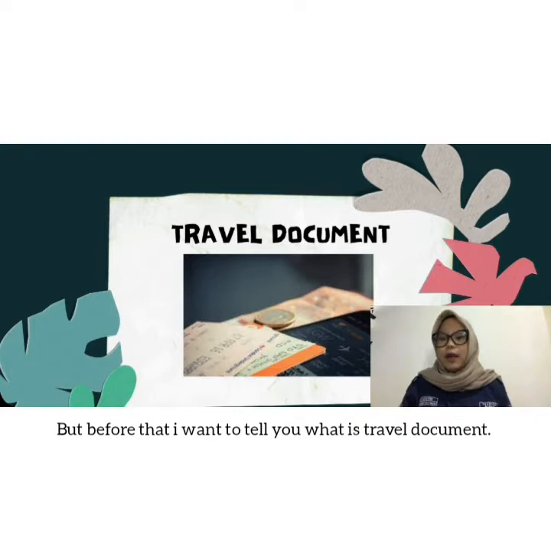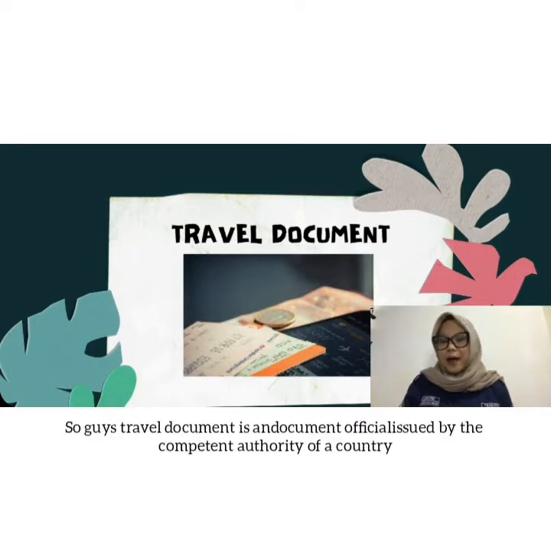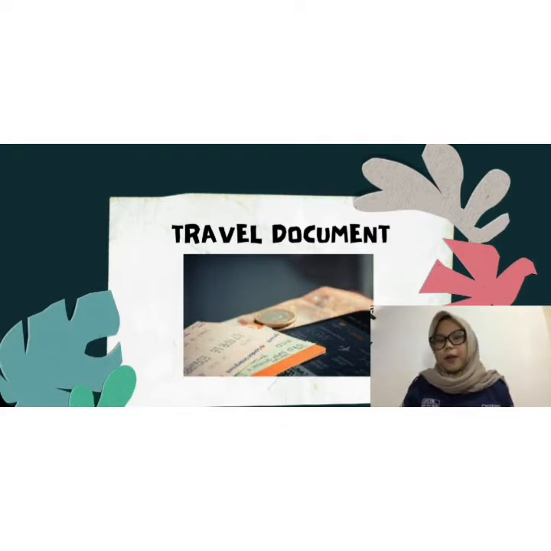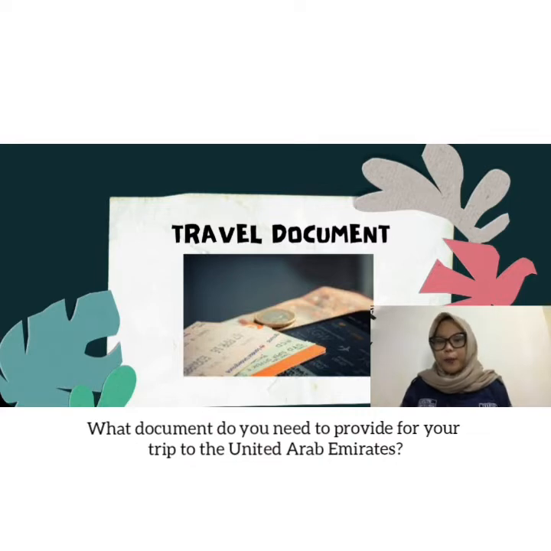But before that, I want to tell you what is a travel document. So guys, a travel document is an official document issued by the competent authority of a country, the United Nations, or other international organization to travel between countries, containing the identity of the holder. What documents do you need to provide for your trip to the United Arab Emirates?